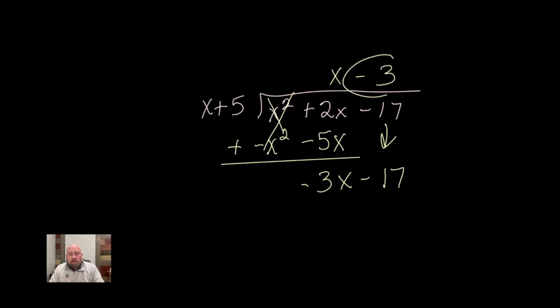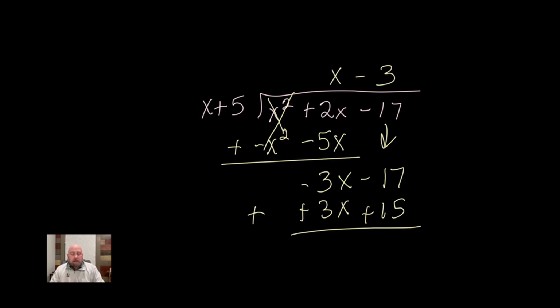Now this is important this time. Make sure when we multiply by the negative 3. So negative 3 times 5 is negative 15. Negative 3 times x is negative 3x. And then we're going to subtract. How do we subtract? We change the signs and we add.